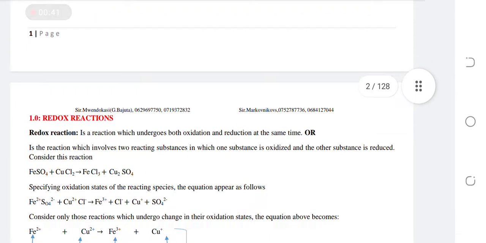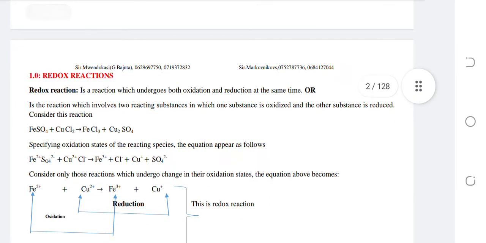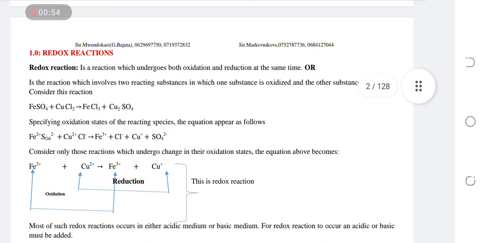For today, let's start with redox reaction. What is redox reaction? Redox reaction is a reaction which undergoes both oxidation and reduction at the same time. As you see in the example there, it is a reaction which involves two reacting substances in which one substance is oxidized and the other substance is reduced.